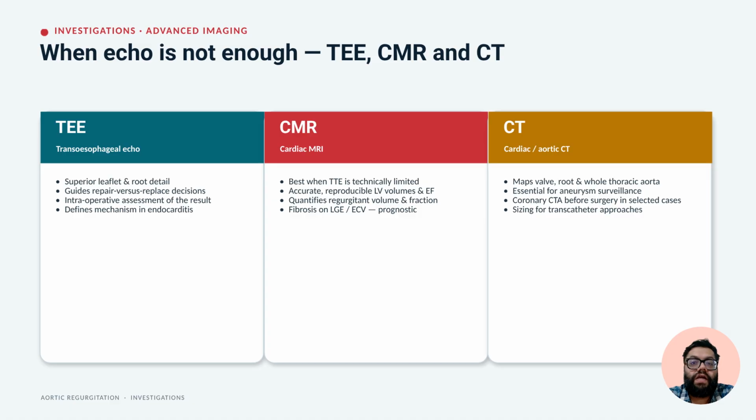Computed tomography on the right maps the valve, root, and the entire thoracic aorta, so it is indispensable for aneurysm surveillance and for sizing transcatheter procedures, and it can clear the coronaries before surgery in selected patients. Echo first, then pick the tool that answers the specific question.